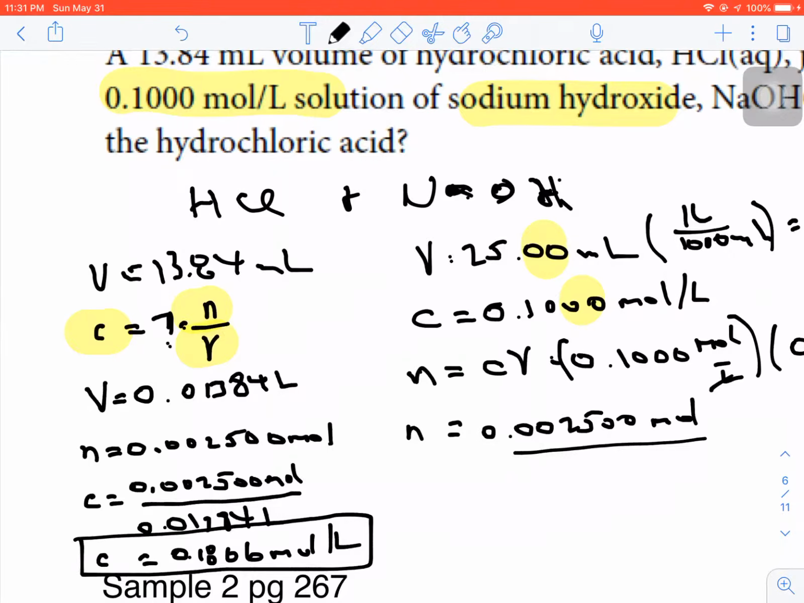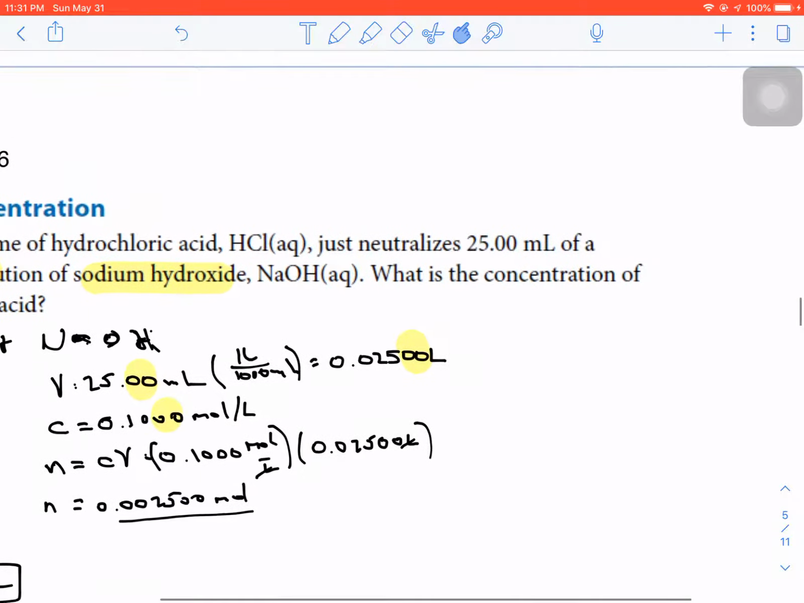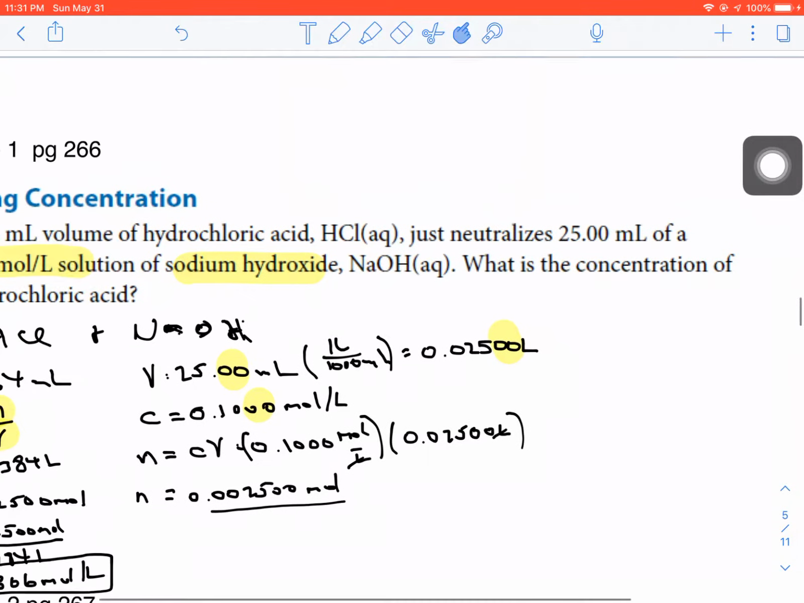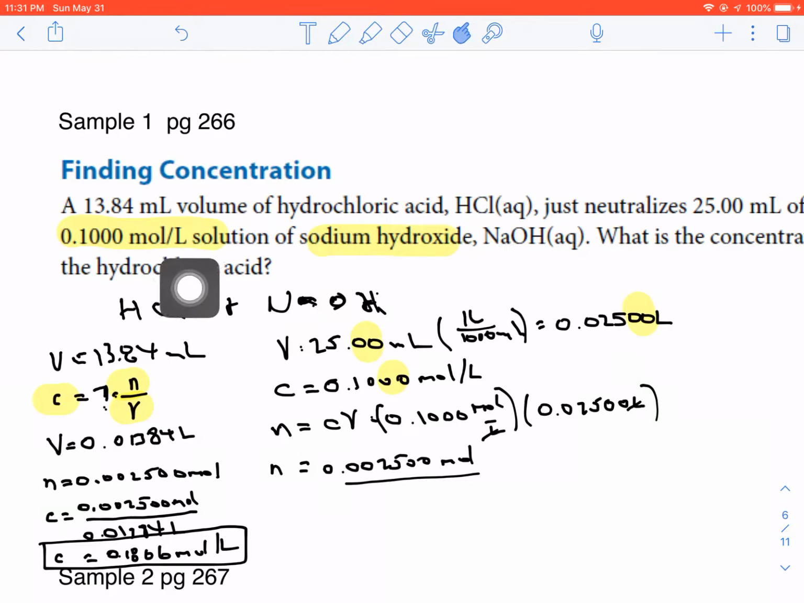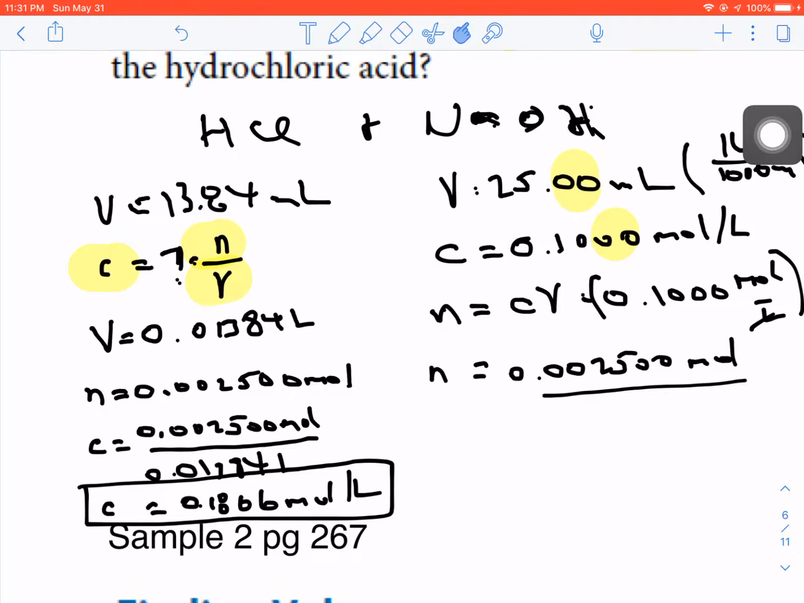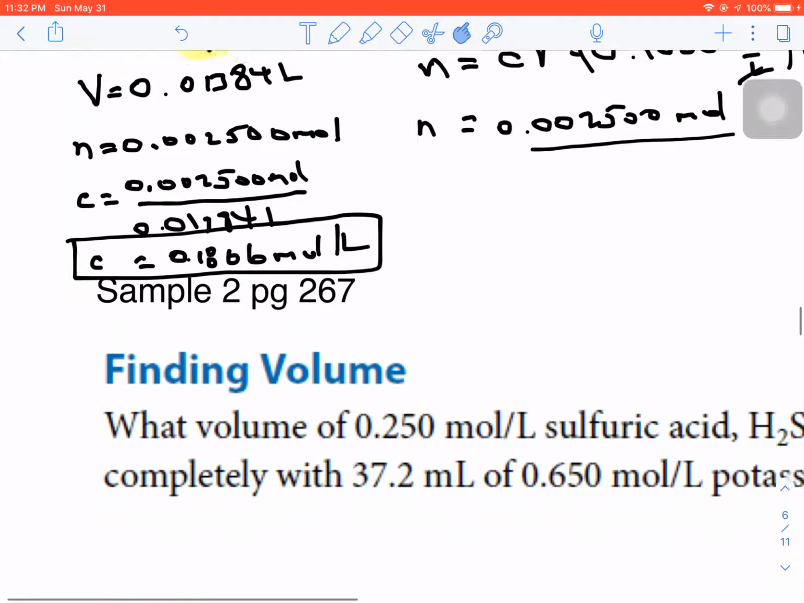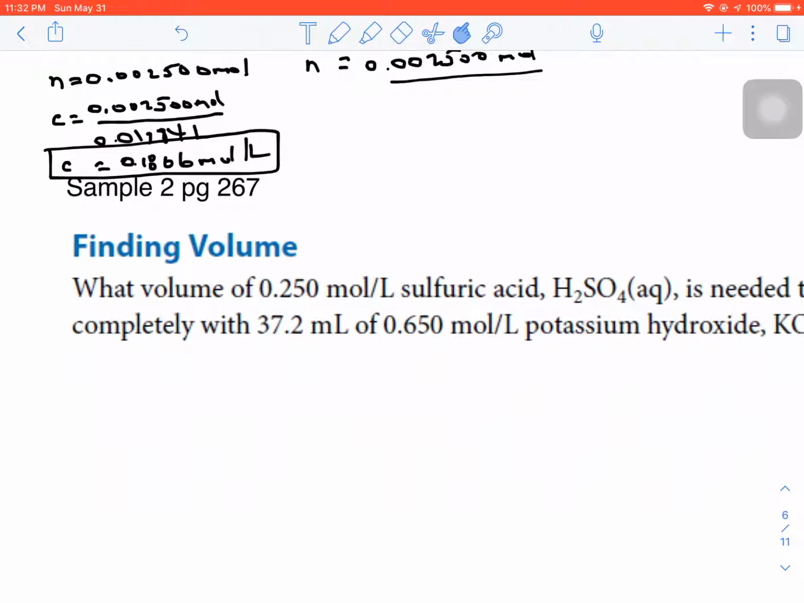So the question says, what is the concentration of the hydrochloric acid, HCl? Right, so I'm trying to find the C here for HCl. So notice, like we were doing before, I'm doing all my math in columns under the reactants or products, in this case the reactants, for my neutralization reaction. Okay, I'm going to move up to the second sample here from our textbook.